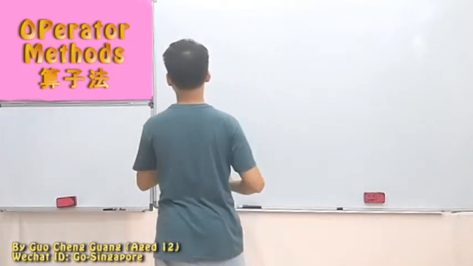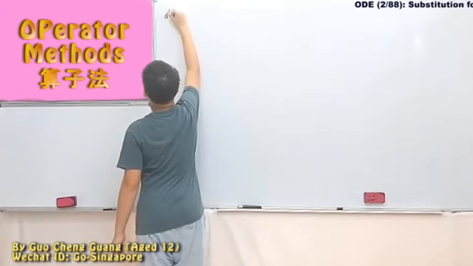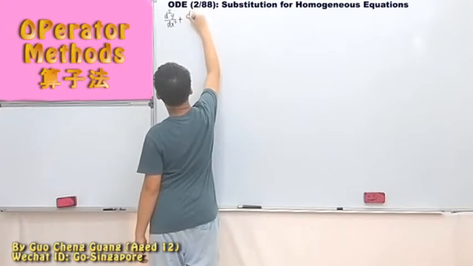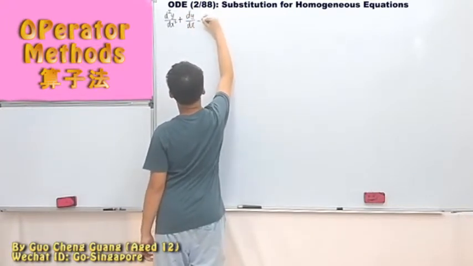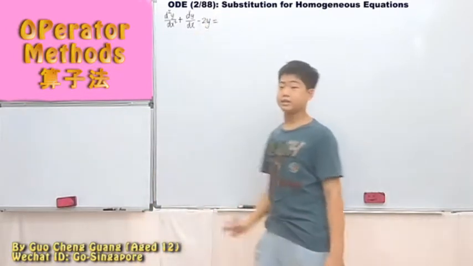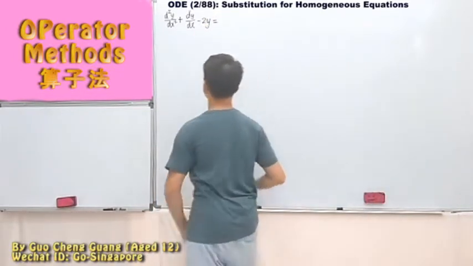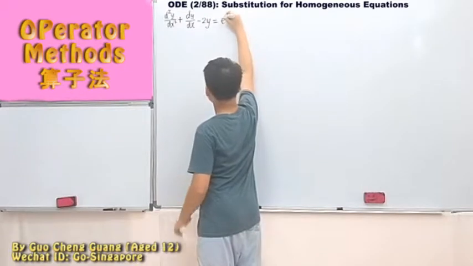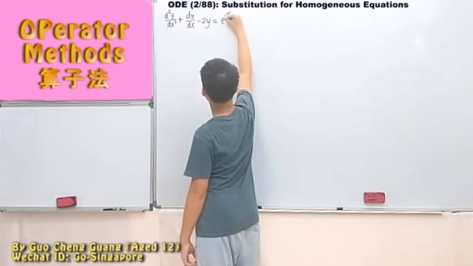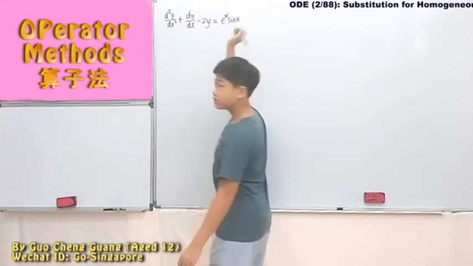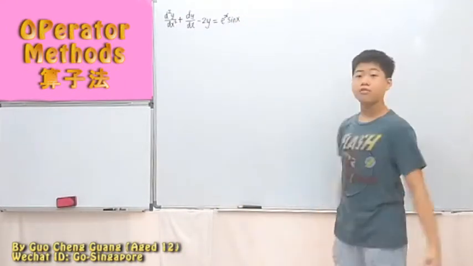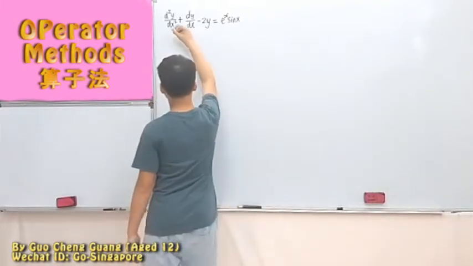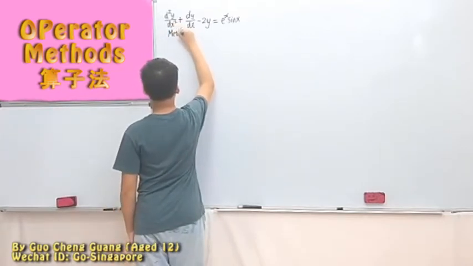So the example in this lesson will be the second derivative of y, add first derivative of y, then subtract 2y, like this. Then it will be equal to e to the power of x sine x. Okay, so we can have one of these types of examples. So we're going for the first method. Method 1.